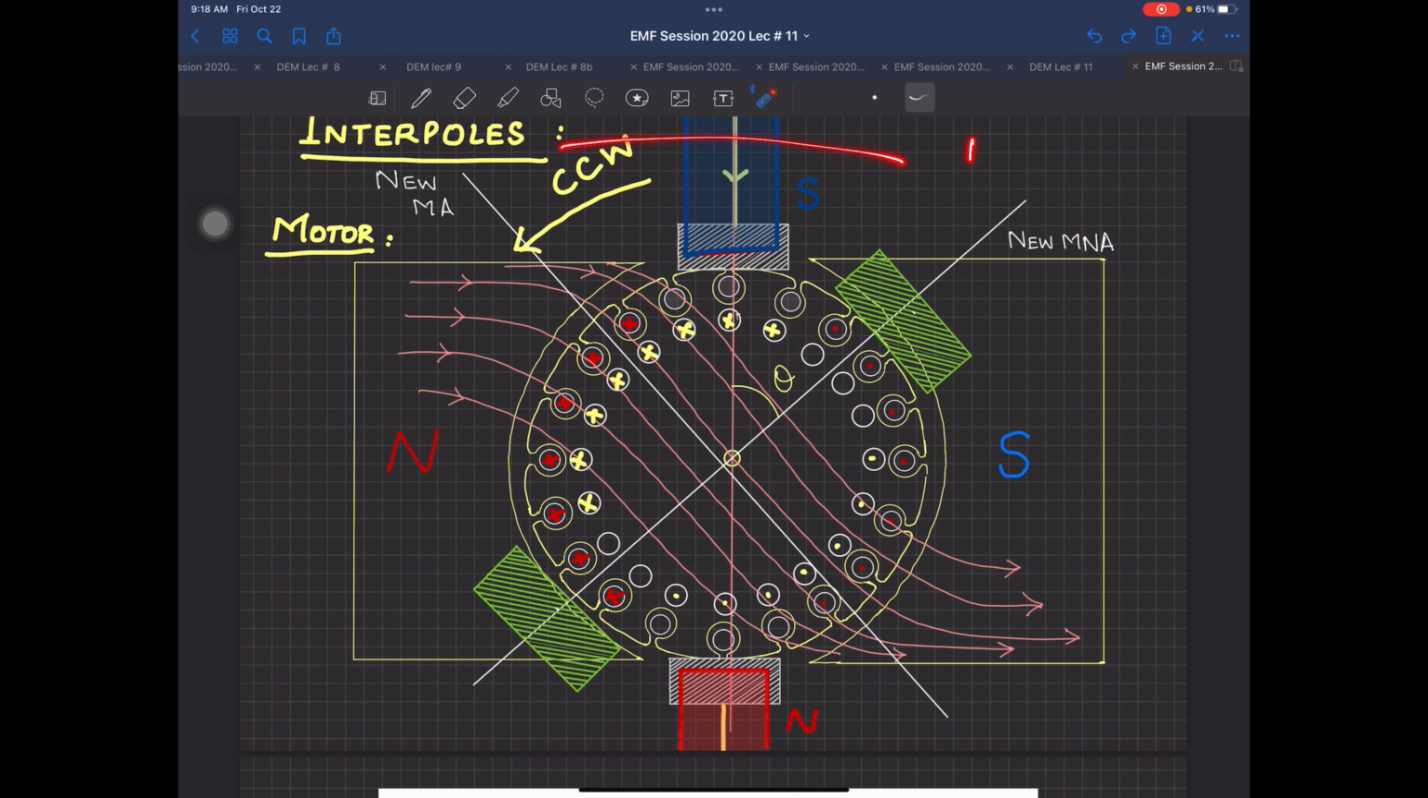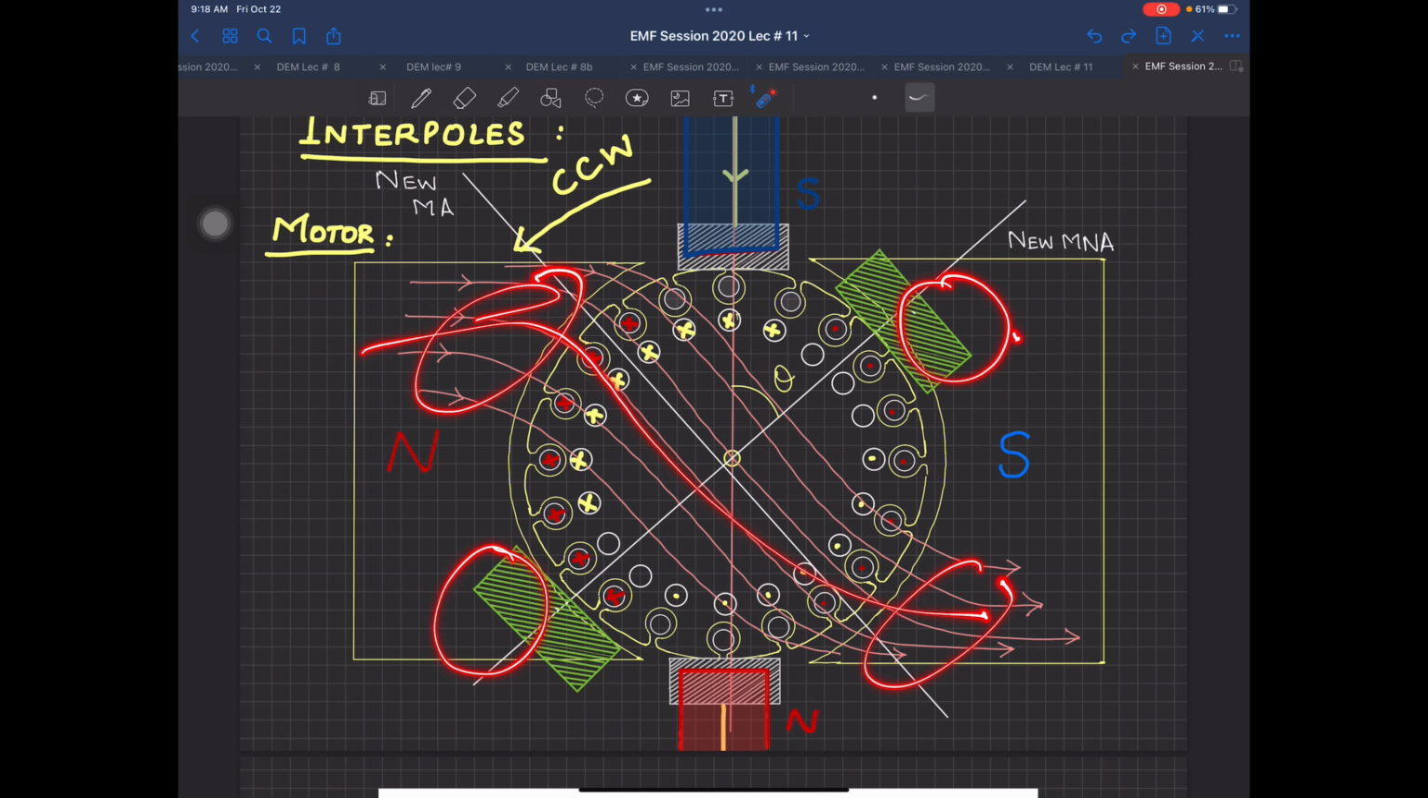So interpoles work on the L di/dt effect, and as a subsidiary they also help with sparking and pitting of the carbon brushes in case of armature reaction, but they don't reduce the flux problem. The flux problem will still remain, because there is a concentration here and a decrease over there. Otherwise everything is the same.